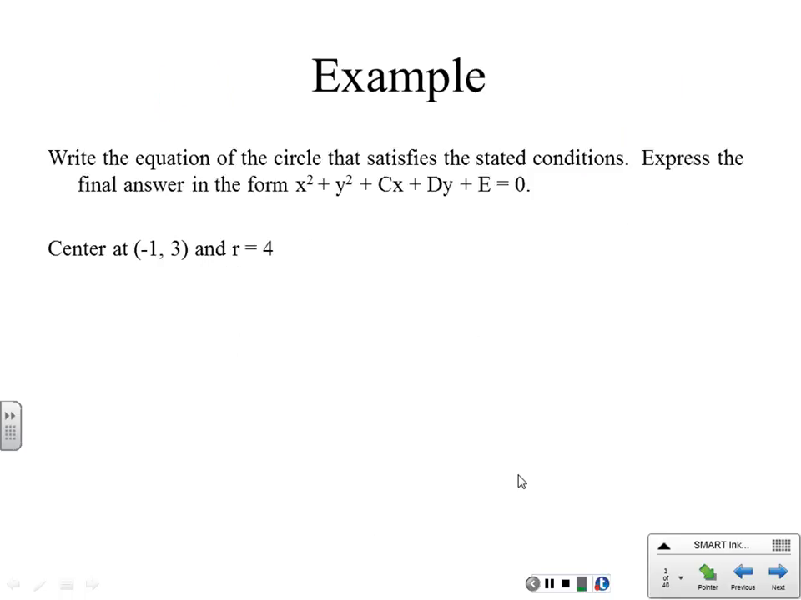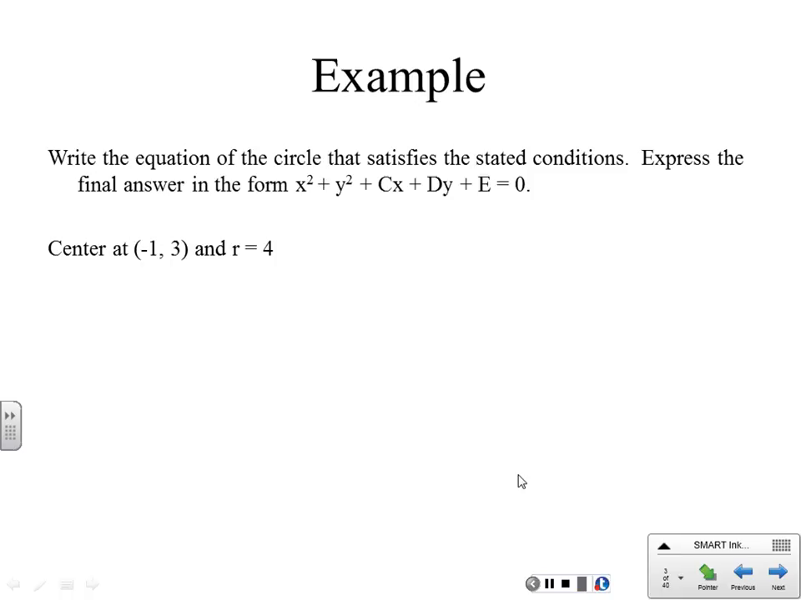So let's look at this. Let's start off by writing the equation. It says, write the equation of the circle that satisfies the stated condition. And this is exactly how you'll see it on your test in 2 weeks after Thanksgiving. This is a perfect question of exactly how you'll see it written on your test. Okay? Write the equation of the circle that satisfies the stated condition. Express the final answer in this form.